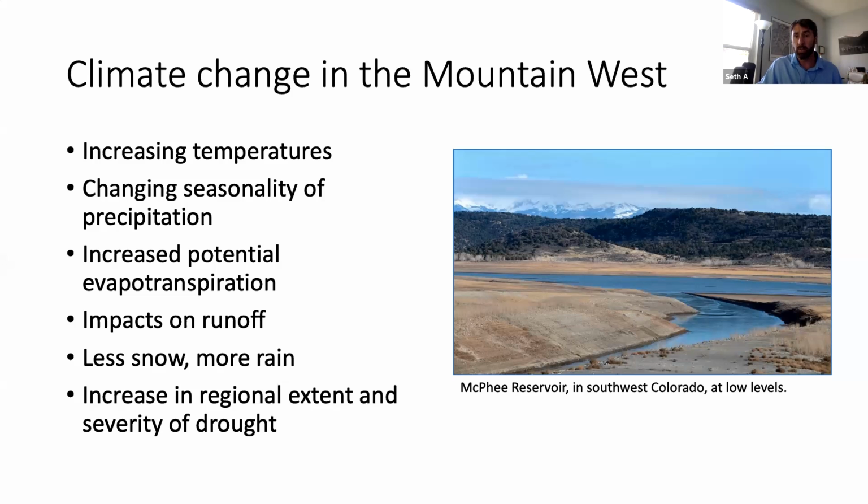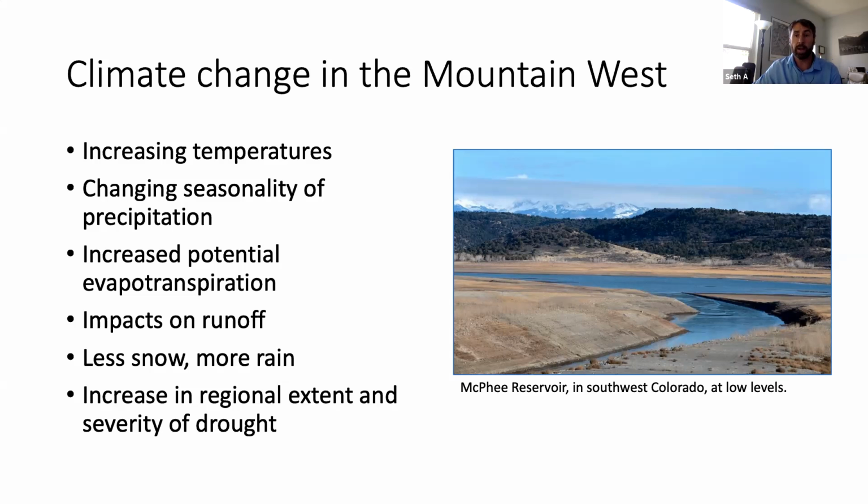To summarize what I'll be talking about, in the Mountain West, and by the Mountain West, I'm specifically looking at projections for Colorado, Utah, and Wyoming. We will see increasing temperatures. There will be some change in annual precipitation, but even more importantly, there's projected to be a change in the seasonality of precipitation. We will see an increase in potential evapotranspiration. So how the atmosphere is going to impact transpiration of water by plants and evaporation of water from soils.